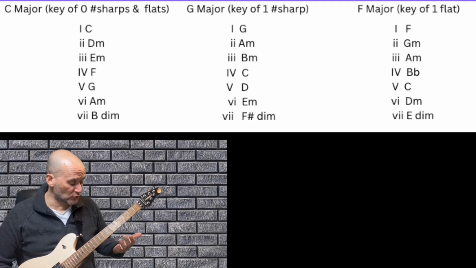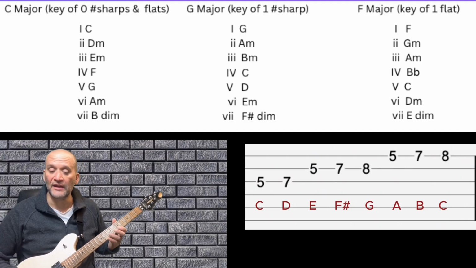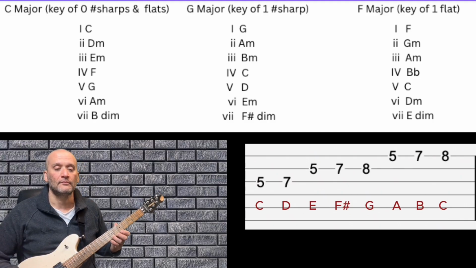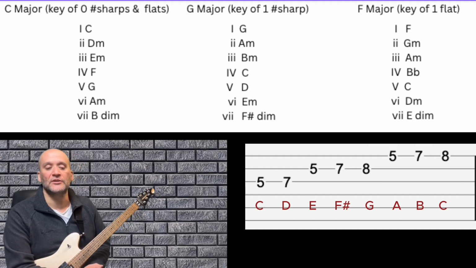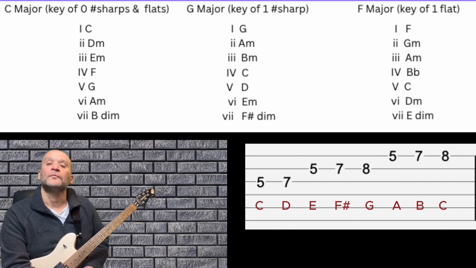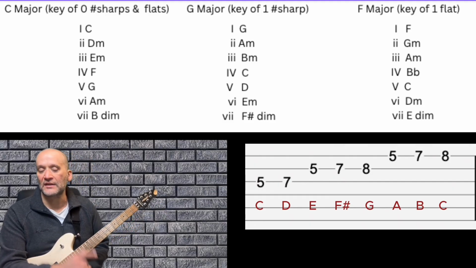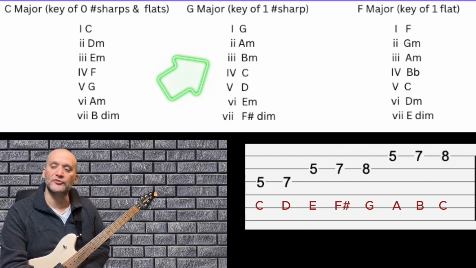All right, it is time to play these notes. C, D, E, F sharp, G, A, B, and C again. All right, can you tell me which key of those three do all those notes fit in? C, D, E, F sharp, G, A, B. The answer is it's the key of one sharp, the key of G.